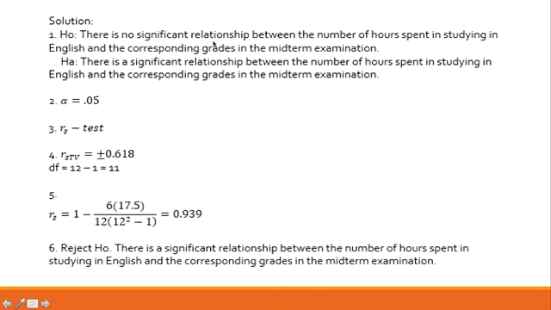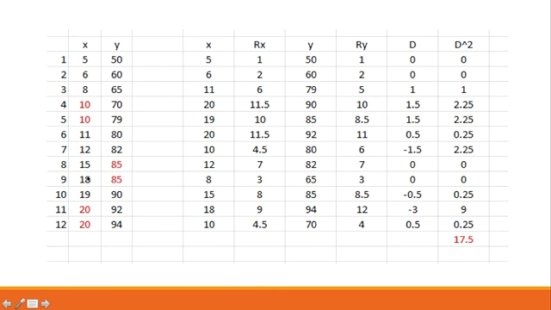So, pareho lang yung itsura ng hypothesis natin sa Pearson's R. The alpha or the level of significance is not given, so we write 0.05. R sub S, that would be for the Spearman test, Spearman correlation coefficient. And then the tabular value is plus minus 0.618. So, we find that using the degrees of freedom, which is n minus 1. So, n is 12, minus 1 is 11.